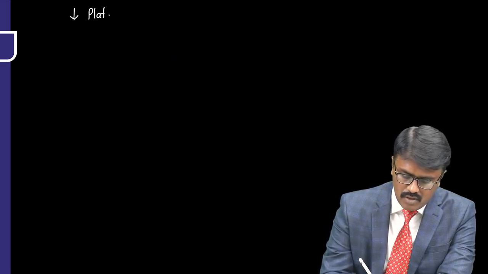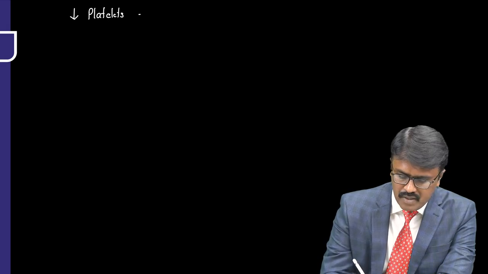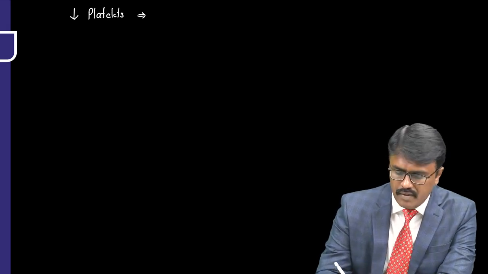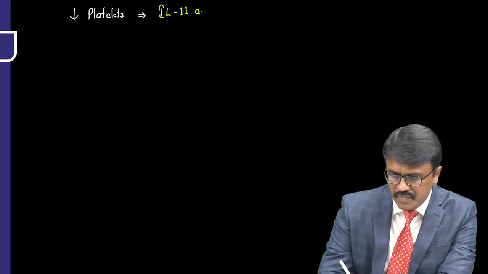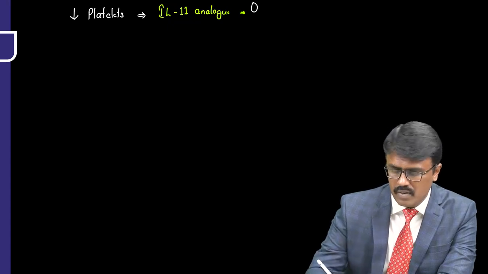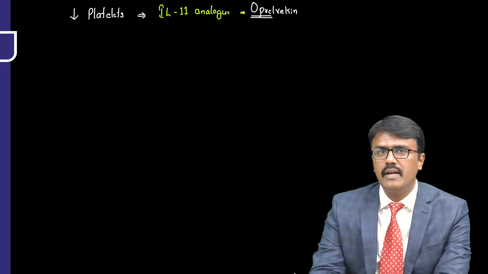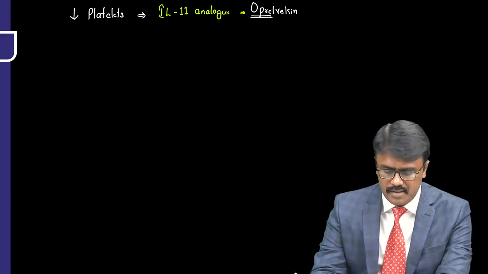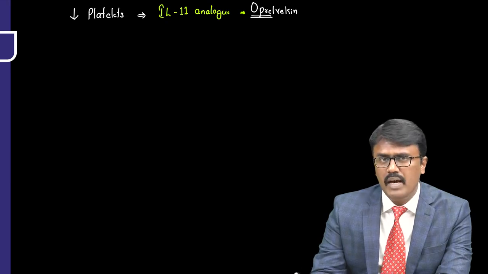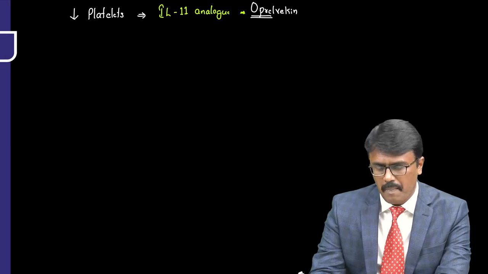That is called thrombocytopenia. Now how do I correct it? We have an interleukin 11 analog for that. And the name of that analog is oprelvekin. It is called oprelvekin. It's an interleukin 11 analog. So that will correct that. So we know how to manage the bone marrow suppression: WBC, RBC and platelet.